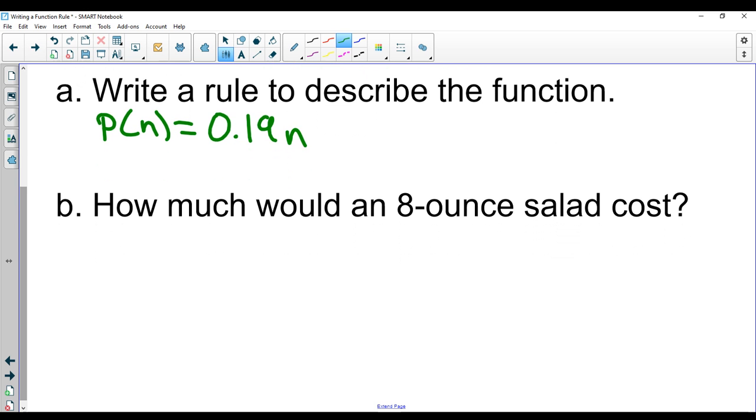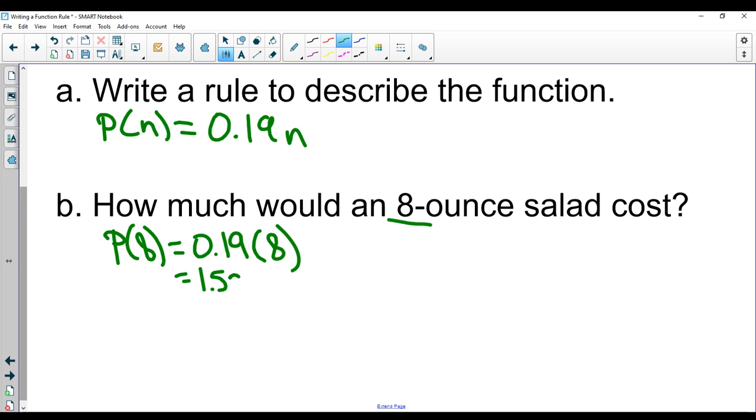Okay. Then how much would an 8-ounce salad cost? So now I'm going to take this 8, that would be my number of ounces, 8, and use my function. So P of 8 is 0.19 times 8. And I really don't know what that is, so let me find that out super quick. 0.19 times 8 is $1.52. And since we're talking about money, don't forget your dollar sign. There you go, $1.52. That's a cheap salad, by the way.